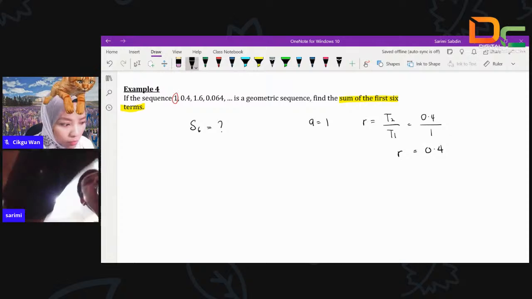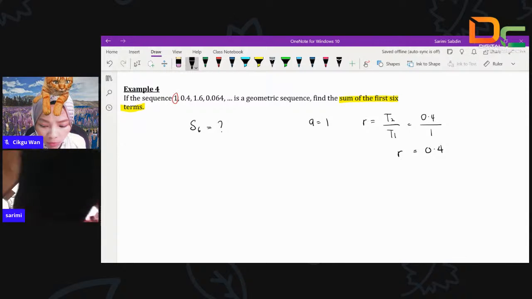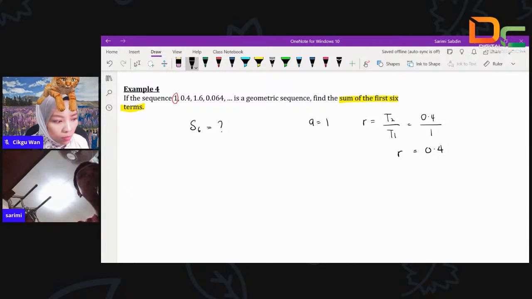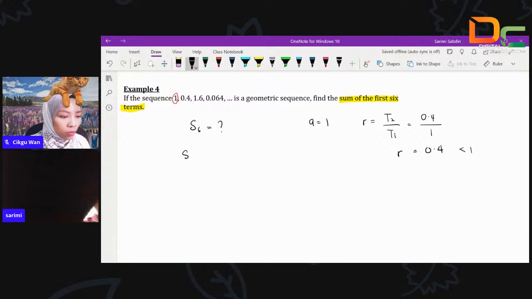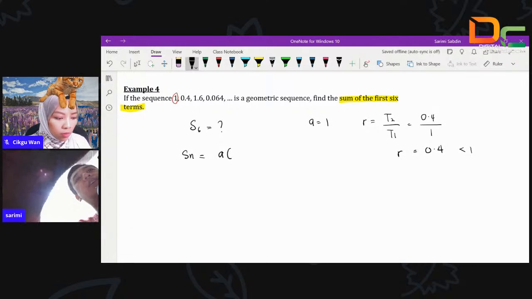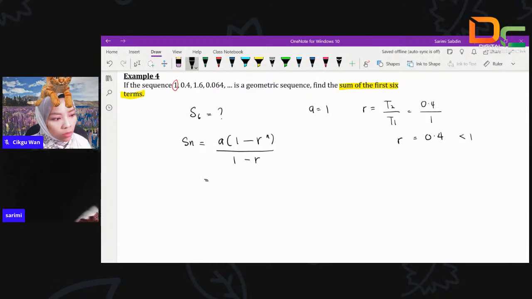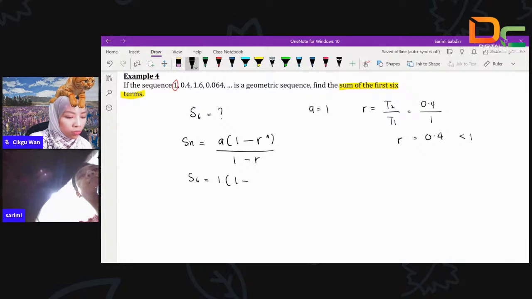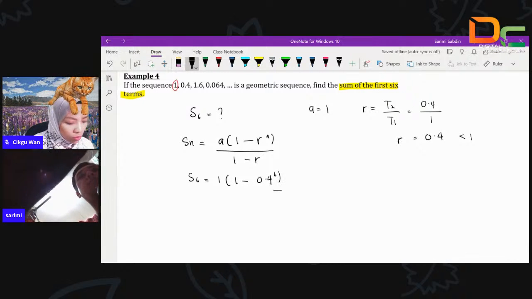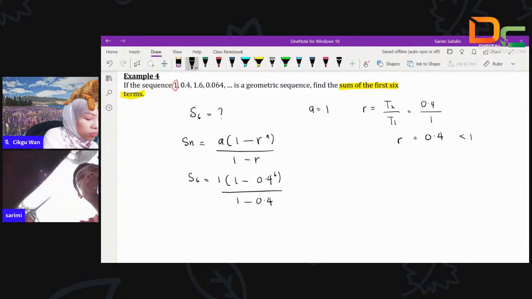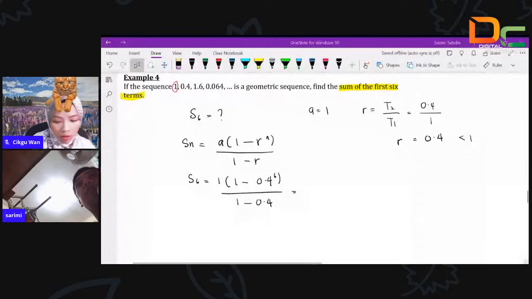So what's left is just to substitute into the formula. Since Sn has two formulas, we need to refer to the value of R. So R here is less than 1, so that means we need to use this formula: Sn is equal to A(1 minus R to the power of n) over 1 minus R. So n is 6, so S6, A is 1, so 1 minus 0.4 to the power of 6 over 1 minus 0.4. Right, so you can use your calculator to calculate this value.